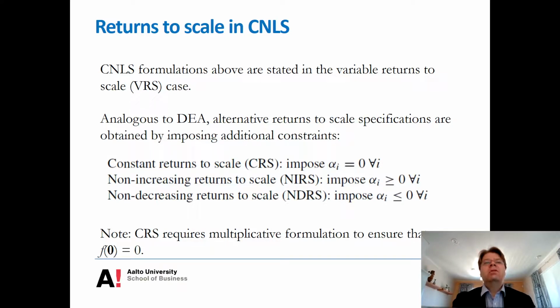And by imposing constant returns to scale, this requires that we impose additional restriction on these intercepts alpha. So it's quite intuitive that if we impose that these intercepts alpha are equal to 0, like in the regression analysis, if we force the intercepts equal to 0, then this regression function must pass through the origin. But indeed, this also requires that we use the multiplicative specification. It is also possible to impose that these alphas are non-negative or non-positive, and these would refer to these cases of non-increasing returns to scale or non-decreasing returns to scale.